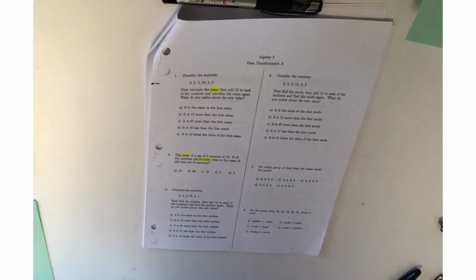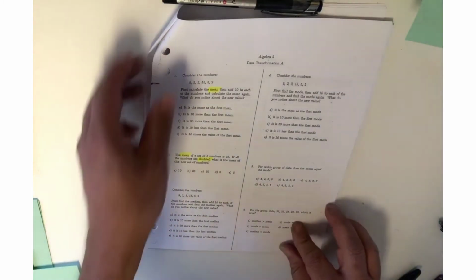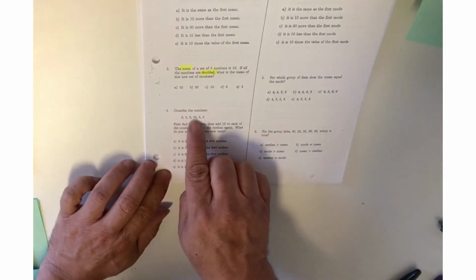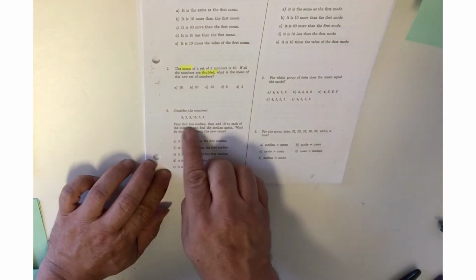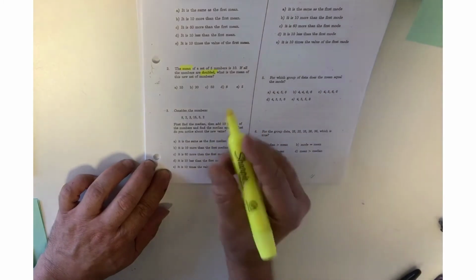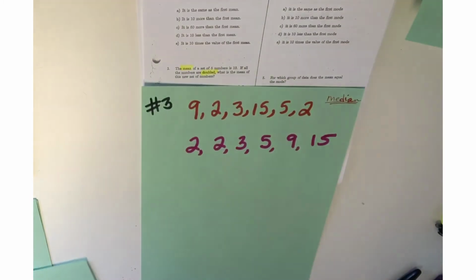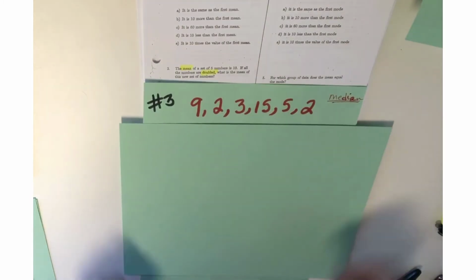Number 3. It says, now let me go read here. Consider the following numbers: 9, 2, 3, 15, 5, and 2. First, find the median. Keyword, median. Second phrase, add 10. Okay, so here are the 6 numbers that they gave us.